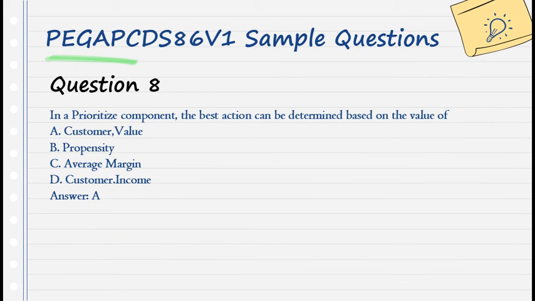Question 8. In a prioritize component, the best action can be determined based on the value of A. Customer value. B. Propensity. C. Average margin. D. Customer income. Answer: A.